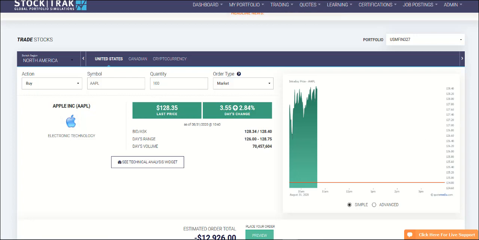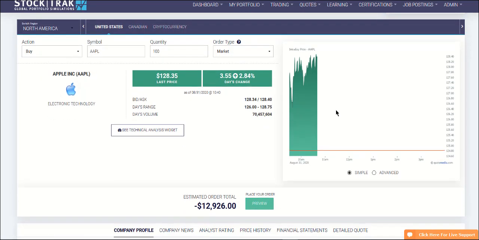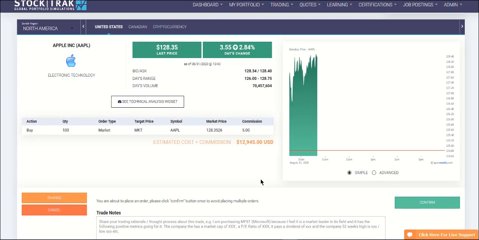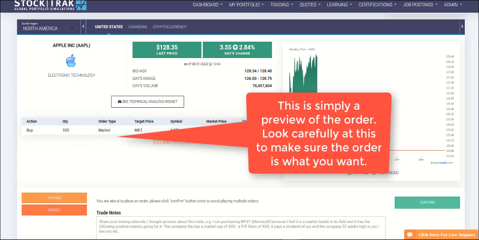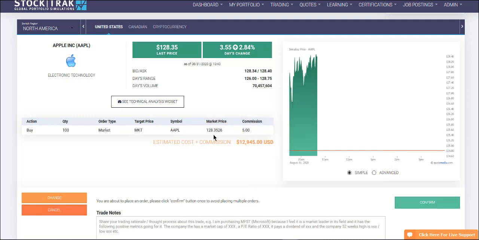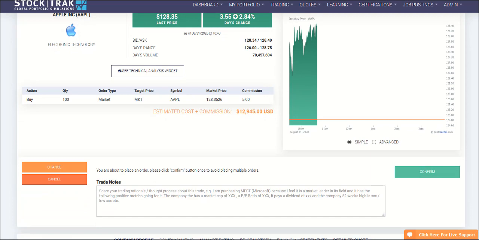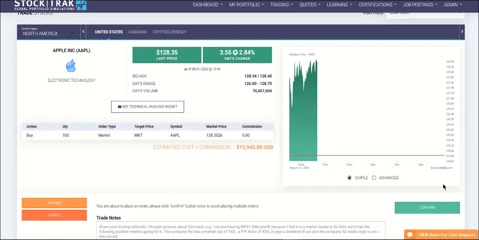So there we have it. It's going to cost me roughly, come down here, almost $13,000. Now it says place your order preview. I'm going to click, and there it is. There's the transaction. It just summarizes to make sure we got it right here. And there's buy 100 shares, market order, and then it's Apple, and that's the price, $128.35, and even fractions of pennies there, and the commission is $5. Now we want to confirm or actually make the transaction here.